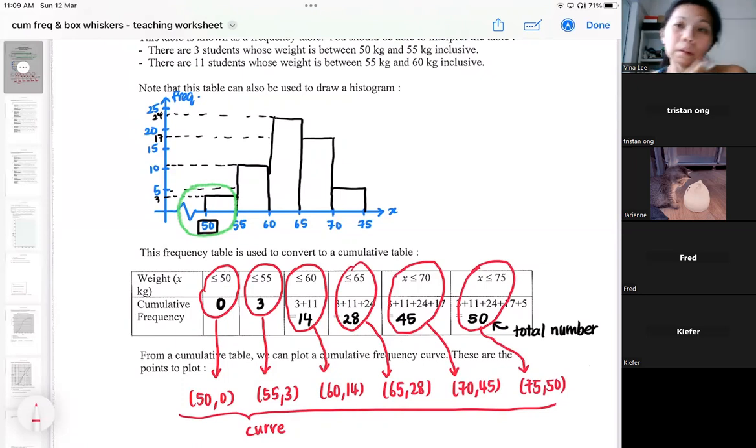Okay, so Jaren, you got to do a bit of thinking. If from the histogram I can come up with a cumulative table, will you know how to work backwards? Later on, I'm going to get you to try working backwards. But you got to process this idea first. How does the cumulative curve come about?